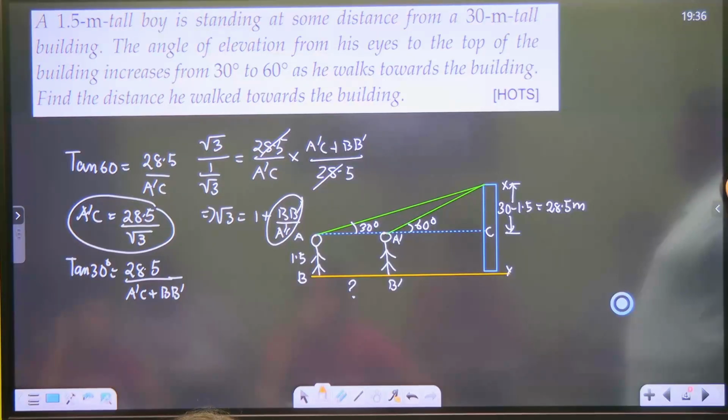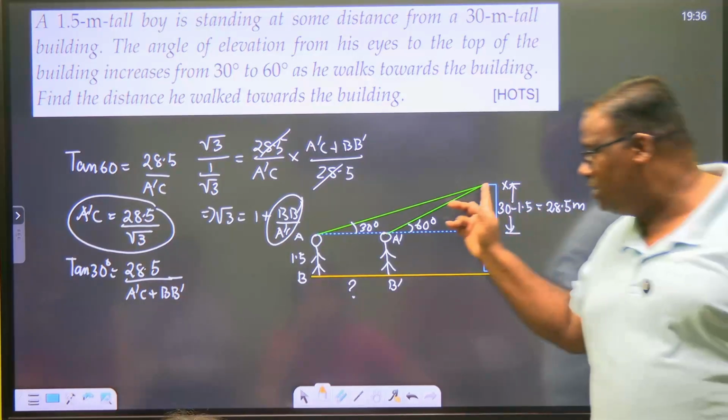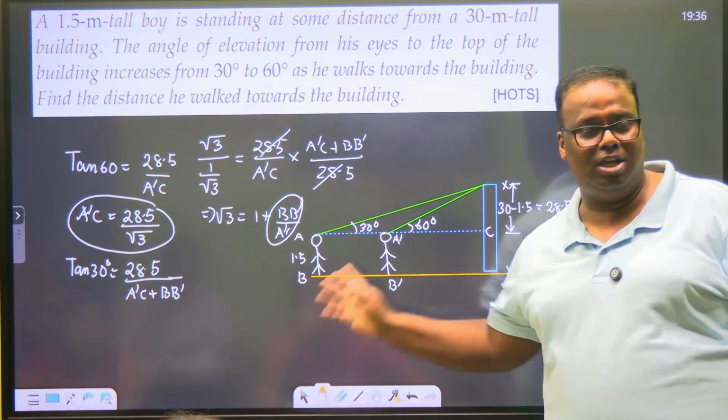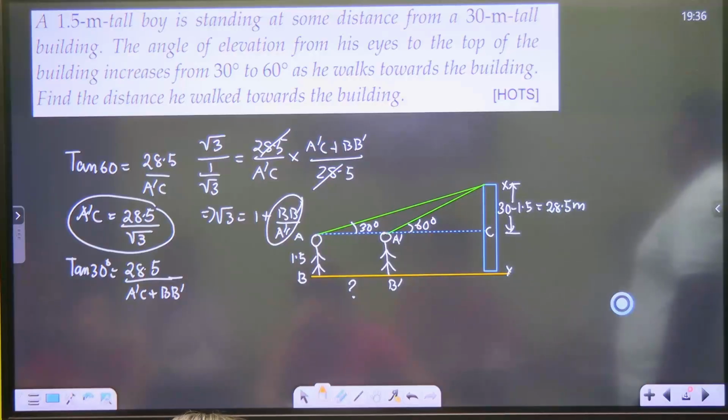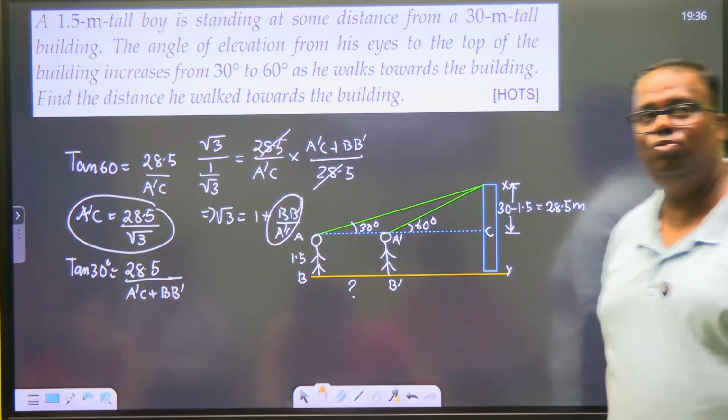What is the measurement of XC? Tower's height minus boy's height. Tower's height is 30, boy's height is 1.5. So it is how much? 28.5. See, all diagrams you did so far were coming onto the ground. This one is not coming onto the ground, right? Did you enjoy it? All of you understood?